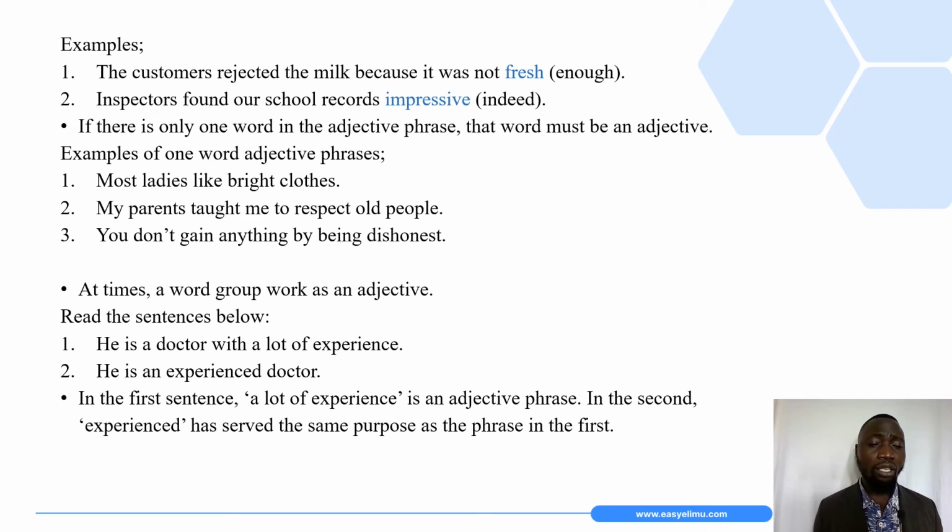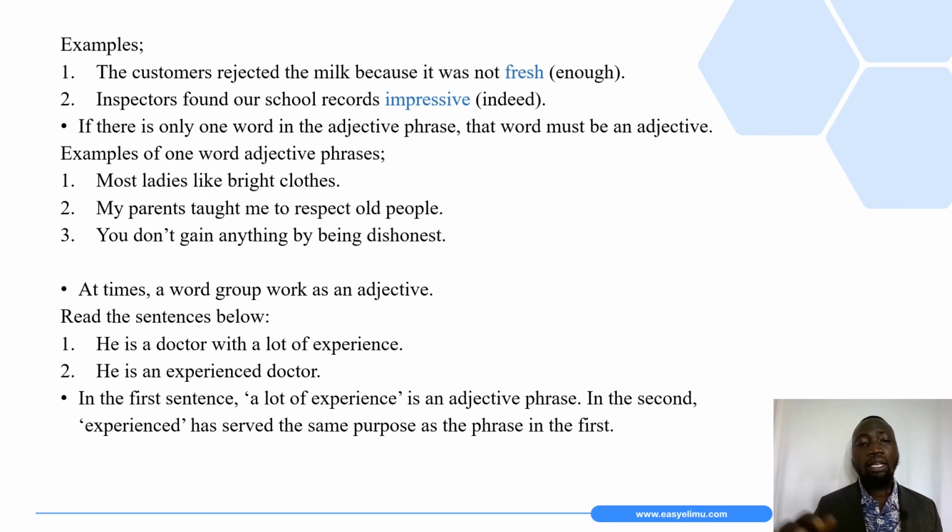If we look at the sentences below, he is a doctor with a lot of experience, and compare it to the second one, he is an experienced doctor. In the first sentence, dear students, a lot of experience is an adjective phrase. And in the second, experienced has served the same purpose as the phrase in the first sentence. That confirms that we can have a group of words working as an adjective.